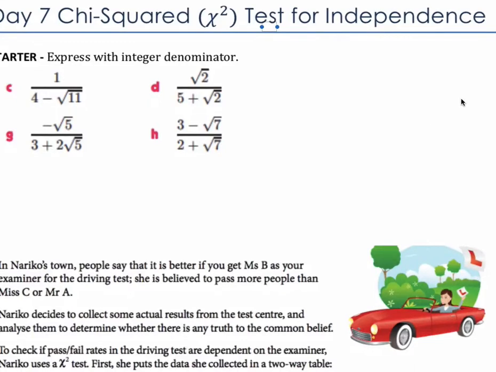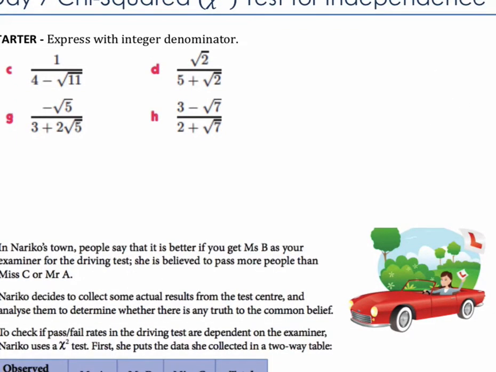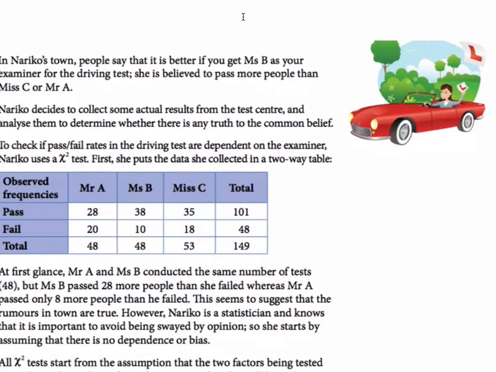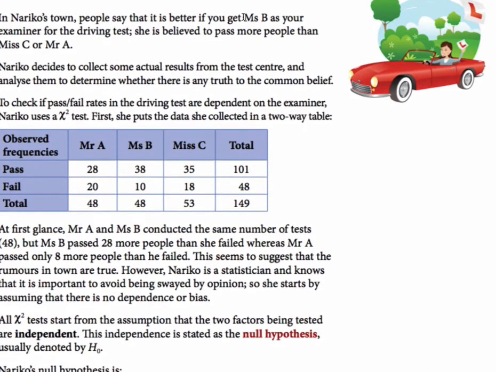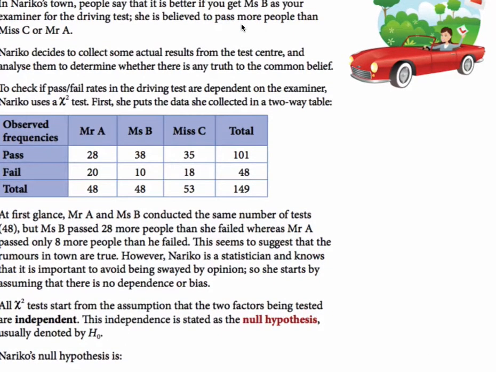Hello, this is Mr. Collier, and today we're looking at the chi-square test for independence. Okay, this is the Greek letter chi, it's not an X. So basically, I'm going to go through this brief example and then do another example.